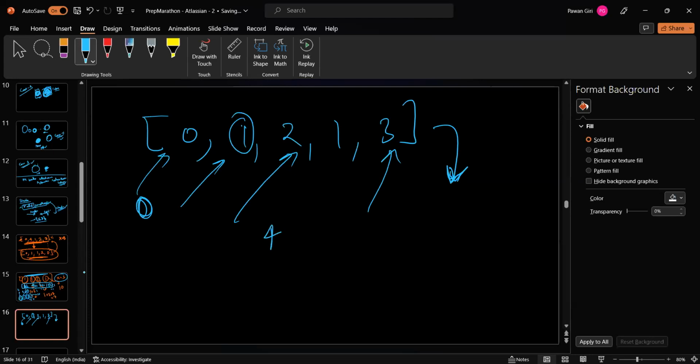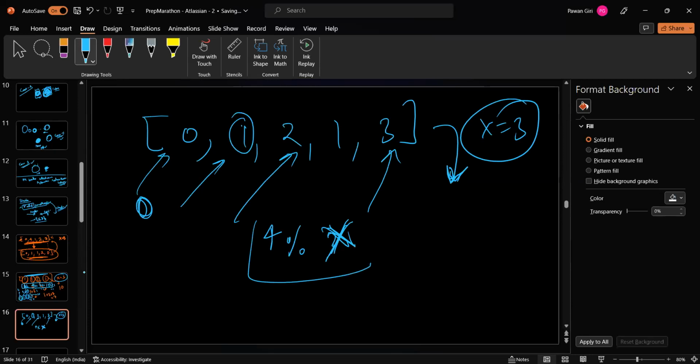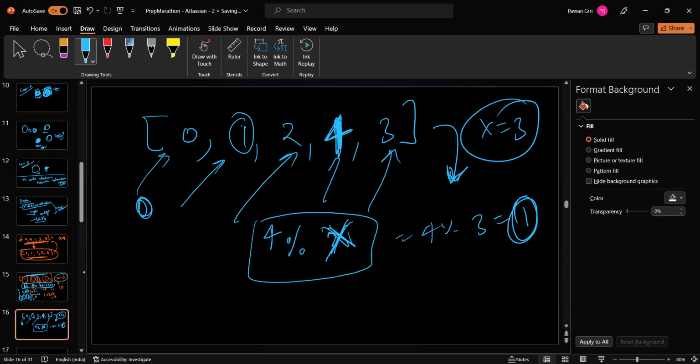Now what will I check? Okay, is 4 mod x present? 4 mod x, because x is 3, 4 mod 3 is 1. So is there an extra 1 present? Yes, that extra one is present. So I can use this one for getting 4. Now there are no more ones present. Okay. So I got 4 also.